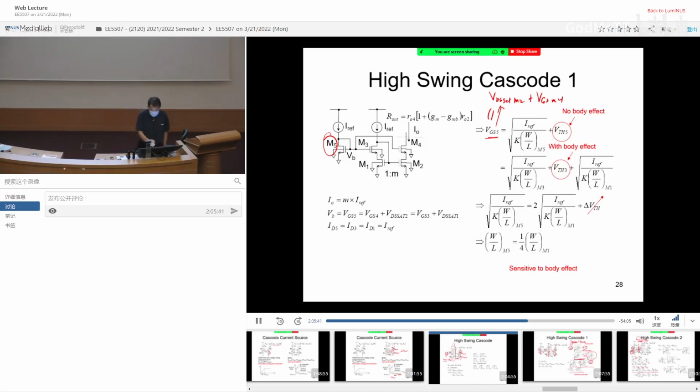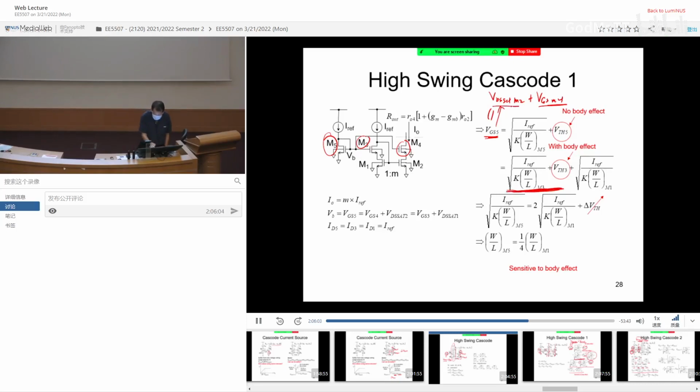So how do you get VGS phi? Based on the current pumping, you can, based on the square law, obtain the following expansion. We want it to be equal to VGS M4. But don't forget, VGS M4 and VGS M3 are identical. So this is actually VGS M3, but it's also VGS M4.